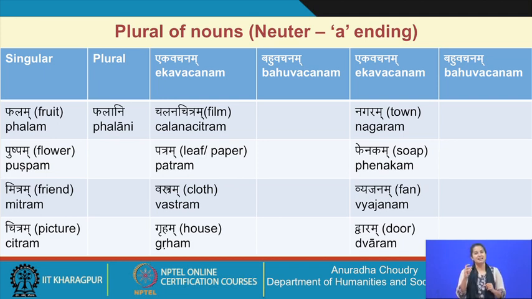Vastrani. Remember, when there is an r kind of sound that comes at the end, it will get a n sound. Okay. So, griham, grihani. Nagaram, nagarani. Phenakam. So, did you say phenakani or phenakani? Okay. So, the answer is phenakani. It's a dental, not the cerebral sound. Vyajanam, vyajanani. Dwaram, the door, dwarani.